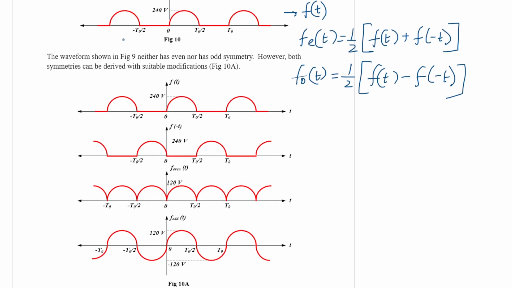So this is ft, so this will be minus ft. So, second diagram. When you add, similarly just like the previous example, it will simply be joined like this, and this magnitude will become 120 volt. It is simple. It's 120 volt because it is divided by 2.